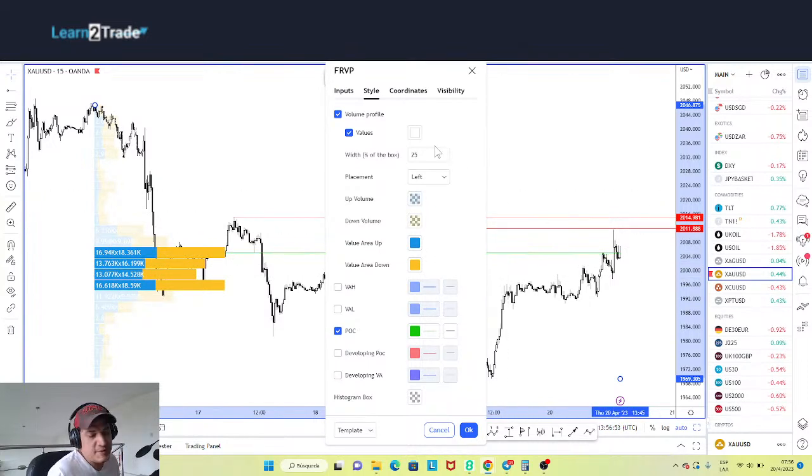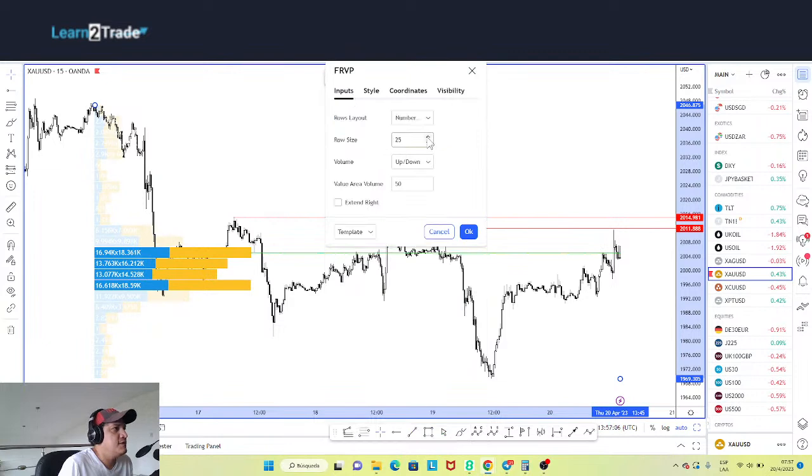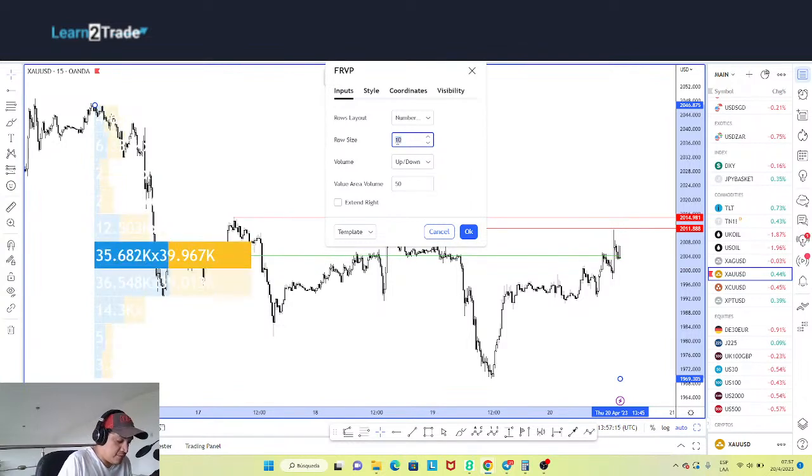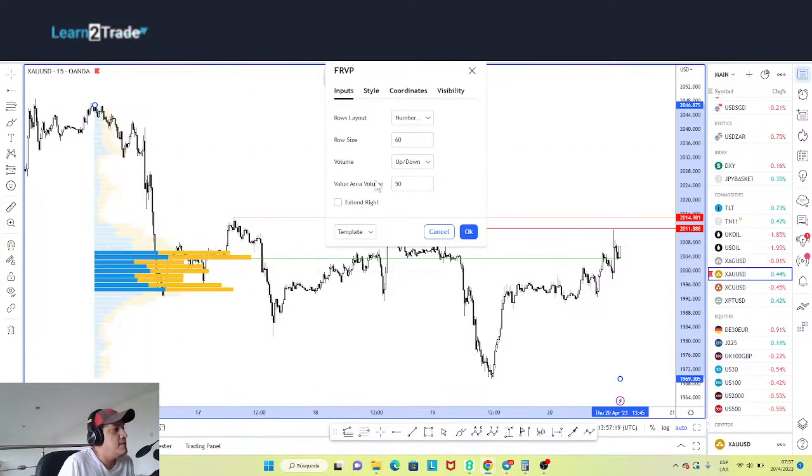Width of the box. Now, 30 is fine. And here, input, row size, I'm going to make it 10. Let's have a look. No, it's the other way around, 60. There you go. And the value area, always 73.